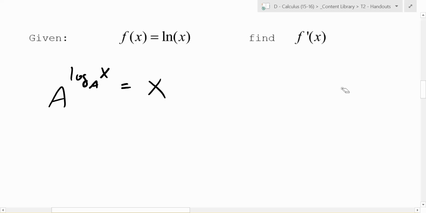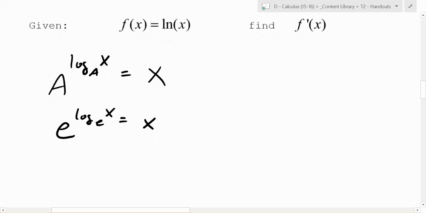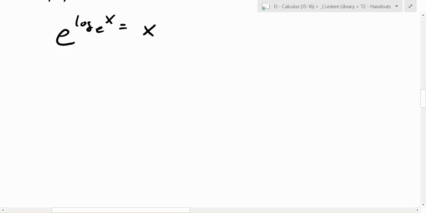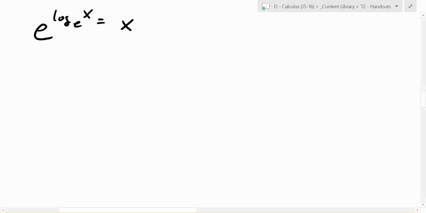So here's the thing. It can be any number you want it to be, so I'm going to make it the number e. e to the log base e of x is equal to x. How do we write log base e? ln. So we know that e to the ln of x is equal to x. That is true. Golden rule of algebra states that what you do to one side you have to do to the other to keep it a true statement. Let's take the derivative of both sides.